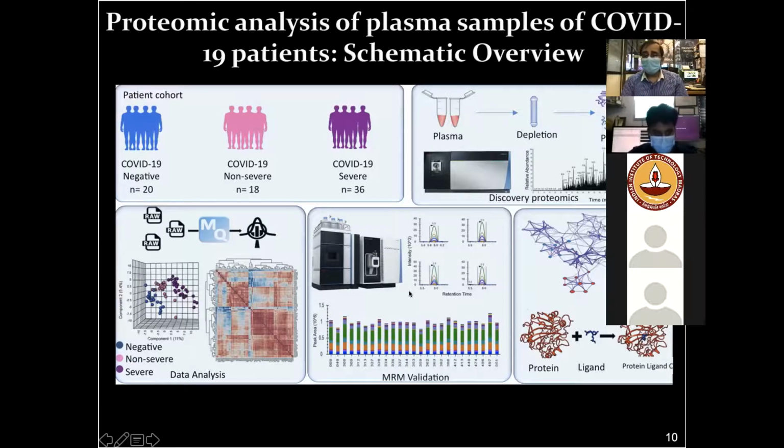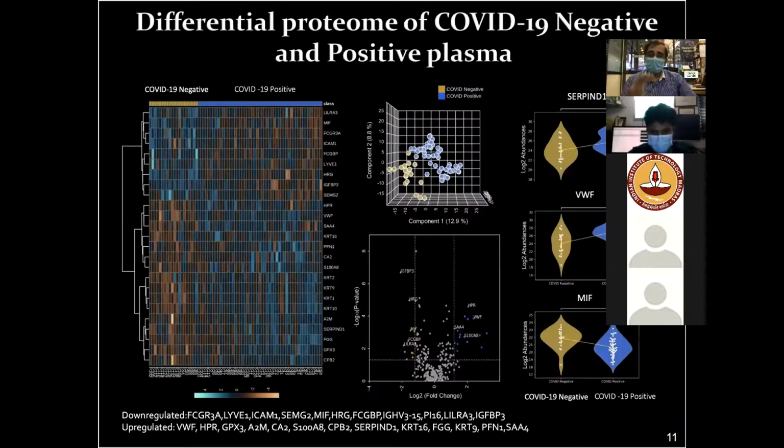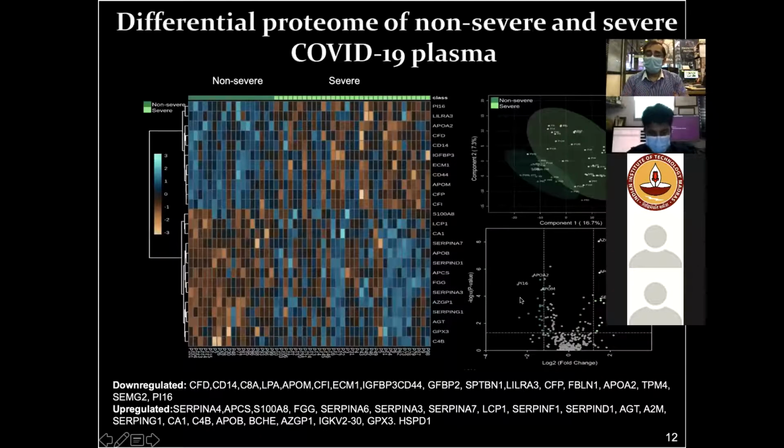Based on this analysis, we thought, okay, can we pick up some specific peptides which are showing differential response in the two different cohorts, either negative versus positive or moving more towards the severe versus non-severe? The severe, non-severe case was the most interesting, because so far no technology was able to provide much more insight into how a patient can progress from the non-severe to the severe type.